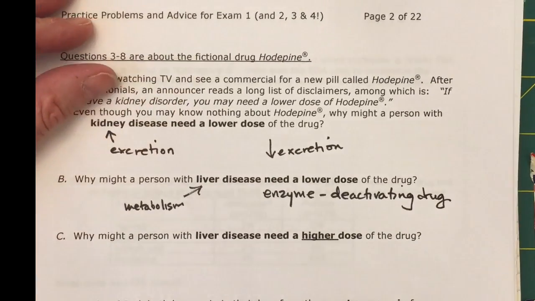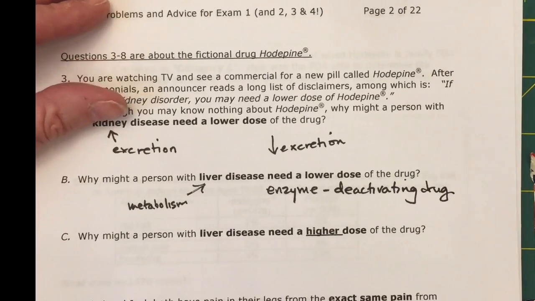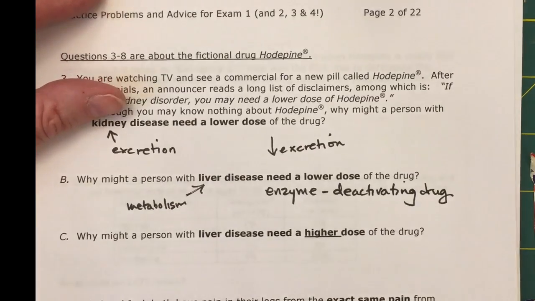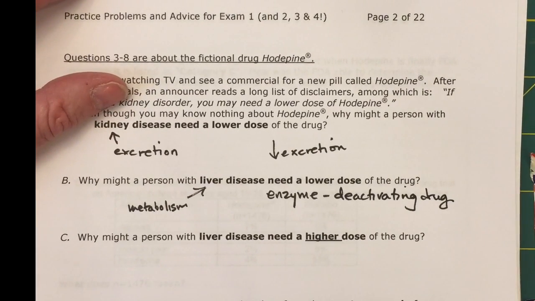Now, why might a person with liver disease need a higher dose? I mentioned this in class in passing. Not all drugs are deactivated in the liver. Some drugs are actually activated in the liver. Those drugs are called prodrugs, because without the liver activation, the drug just floats around in your body as a molecule that doesn't bind anything or do anything.